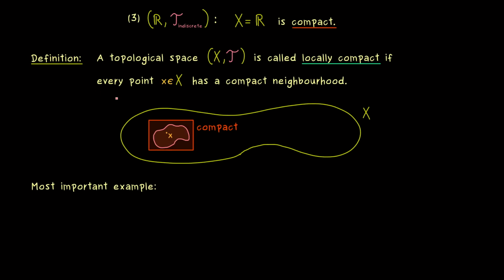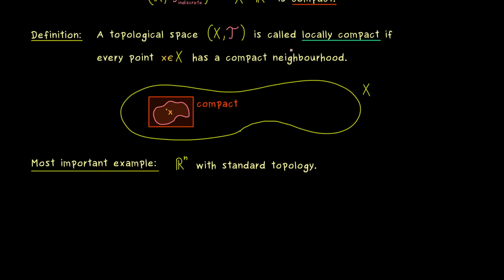And moreover, you might already know the most important example, namely the real number line here with the standard topology. Or more generally, we can also go to R^n with the standard topology. So there you should know that the Euclidean norm on R^n defines the standard topology on it. And as before, this is not a compact topological space, but a locally compact one.